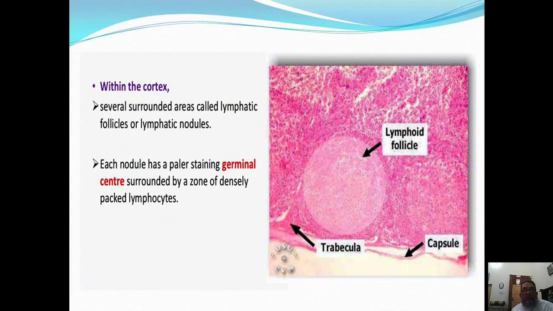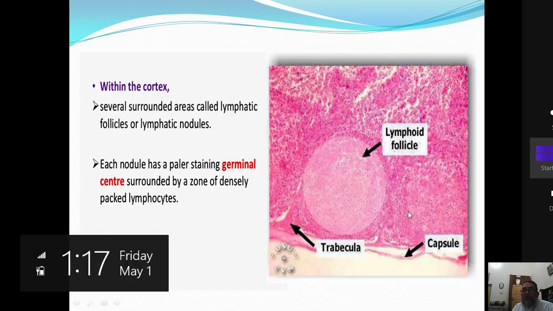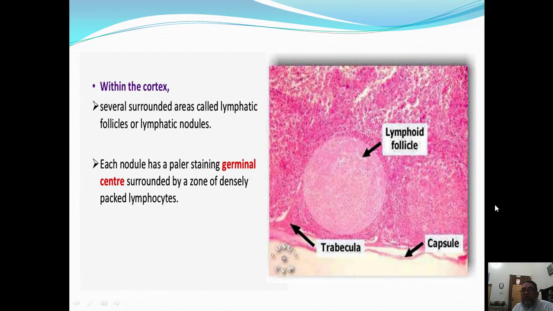Now within the cortex you see multiple cortical lymphatic nodules. In this picture you see each cortical lymphatic nodule has a paler stained germinal center surrounded by a zone of densely packed lymphocytes. Now look at the pack, that's a lymphocytic aggregation. This is called a lymphoid follicle. Outermost zone is the jam-packed cells, and this is the germinal center. This is the capsule, and these are trabeculae moving inside. This is the cortex having a cortical lymphatic follicle or lymphoid follicle. Germinal center, less stained, immature cells, lymphoblasts.